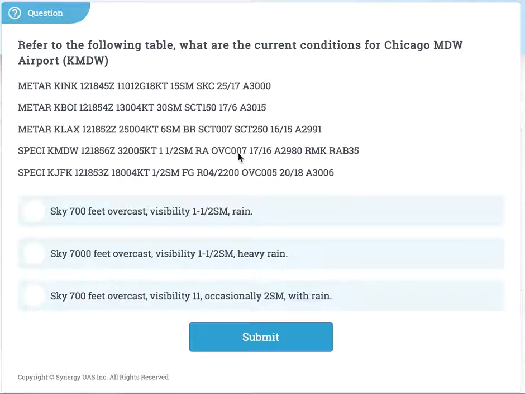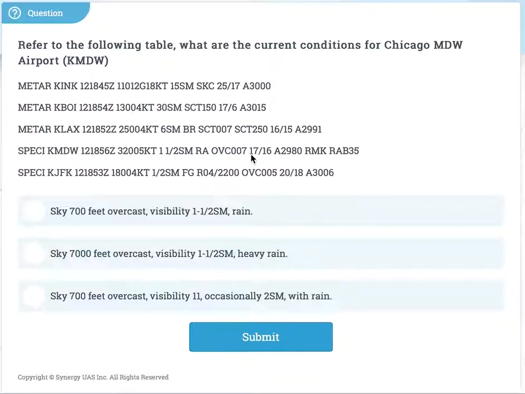Overcast 700. So these 3 digits, remember, it starts off with 700. If it was a 070, that would be 7,000. And you'll never see it, but if it said 700, that's 70,000. You'll never see that actually, so forget about that.